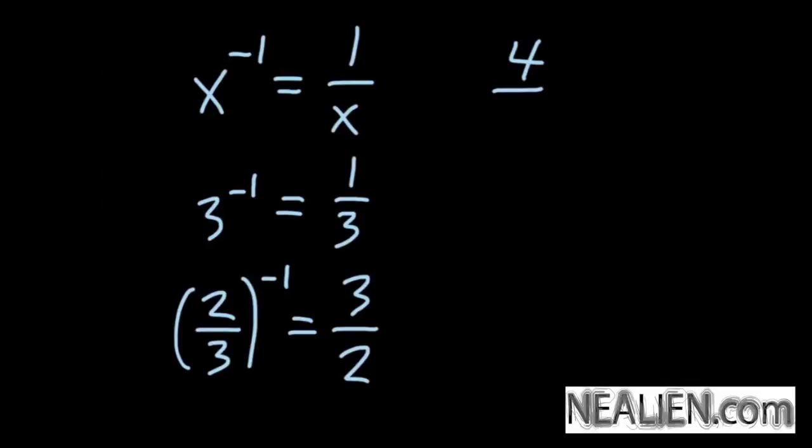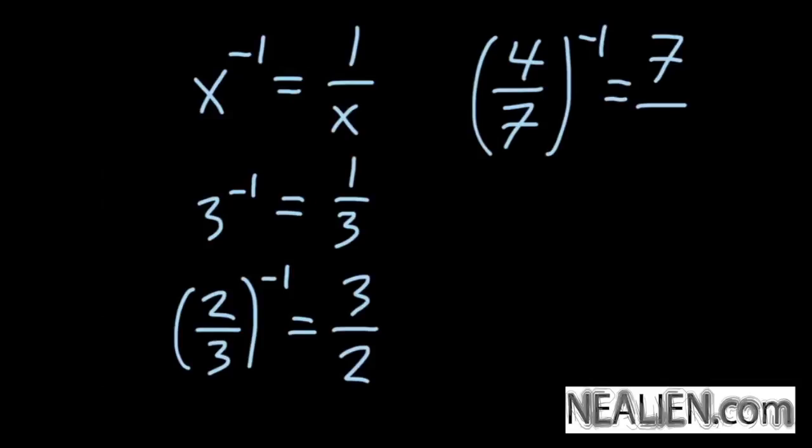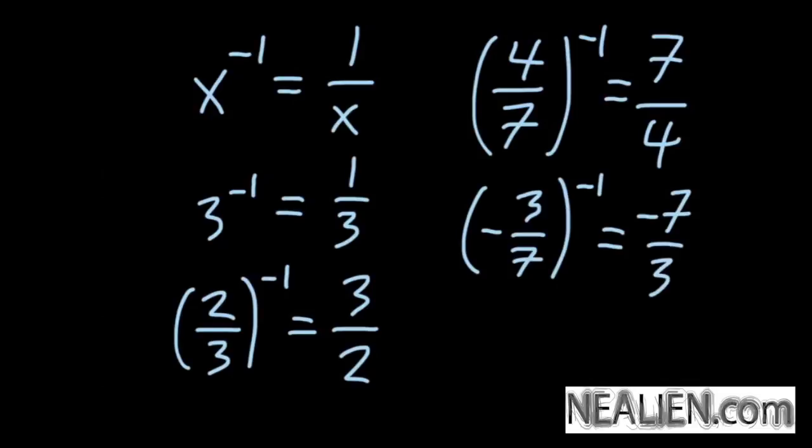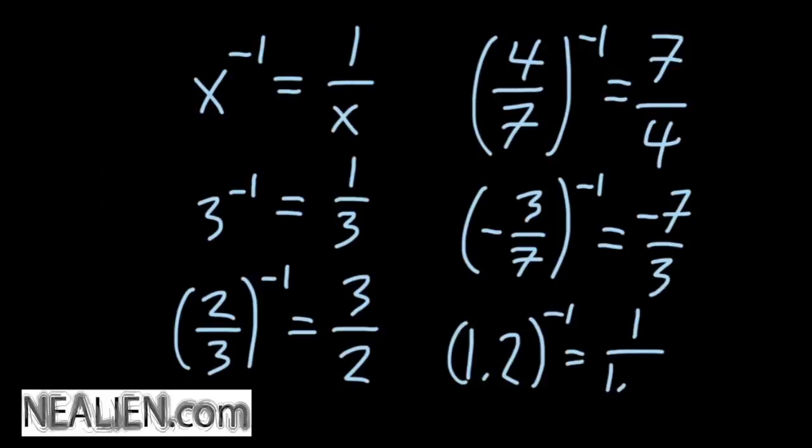4/7 to the minus 1 is the reciprocal, 7 over 4. Negative 3/7 to the minus 1 is negative 7 over 3. It's the same as 7 over negative 3, but you usually write the negative sign on top of a fraction. 1.2 to the minus 1 is 1 divided by 1.2, and you probably want to convert that to fractions. 1.2 is the same as 6 over 5, so 1 divided by 6 over 5 is 5 over 6.